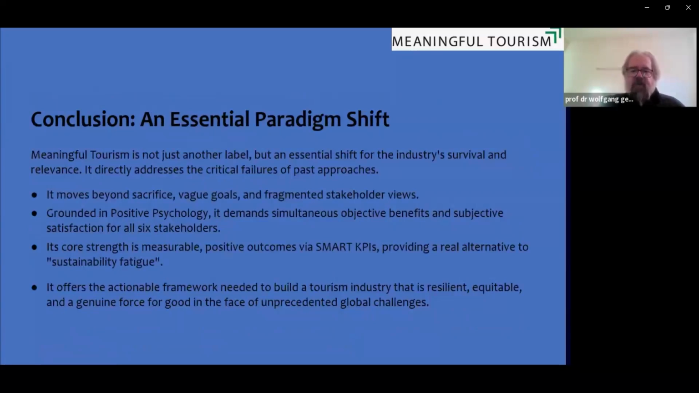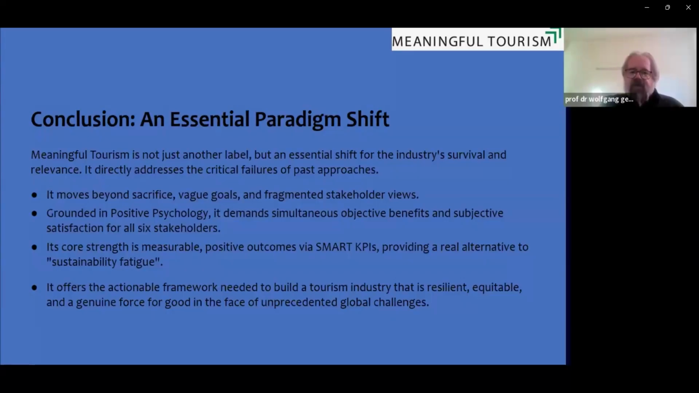So to conclude, we see and we need an essential paradigm shift. So meaningful tourism is not just another label. It's not just about, oh, let's have everything a little bit more meaningful. It is a clear, fixed concept with fixed tools and ideas. And as you see, with a background in the scientific debate about tourism, it goes beyond sacrifice, vague goals, and fragmented stakeholder views. It is grounded in positive psychology and demands simultaneous objective benefits and subjective satisfaction for all six stakeholders.